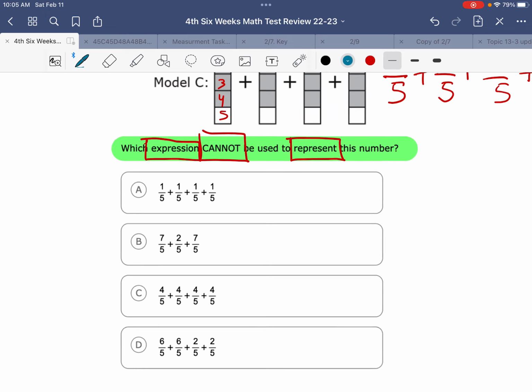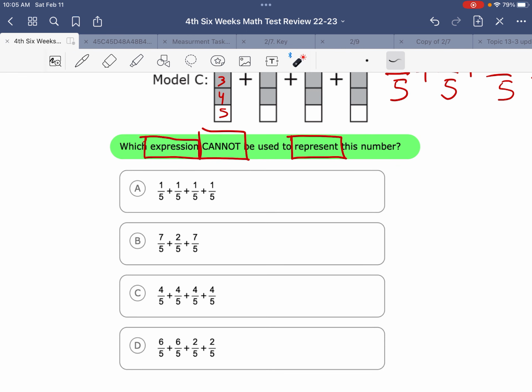So now I'm going to go to my answers, and just like the last problem, I'm going to add all of these, okay? So for A, if I add it, denominator stays the same. I get 1, 2, 3, 4, okay? For B, denominator stays the same. If I add it, I get 7, 14, 15, 16. For C, denominator stays the same. If I add all these, I get 16. For D, denominator stays the same. If I add all of these, I get 12, 13, 14, 15, 16.